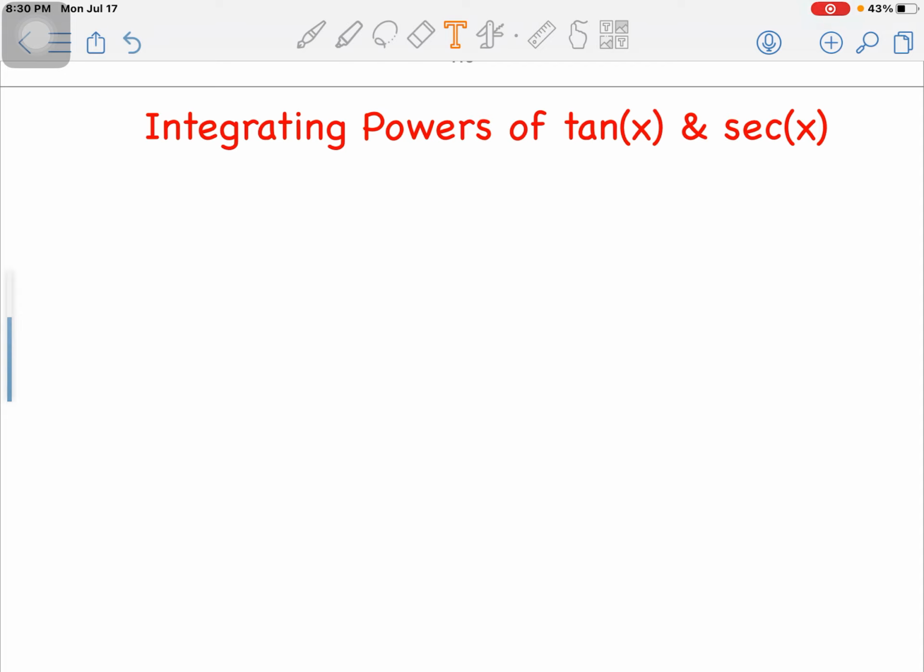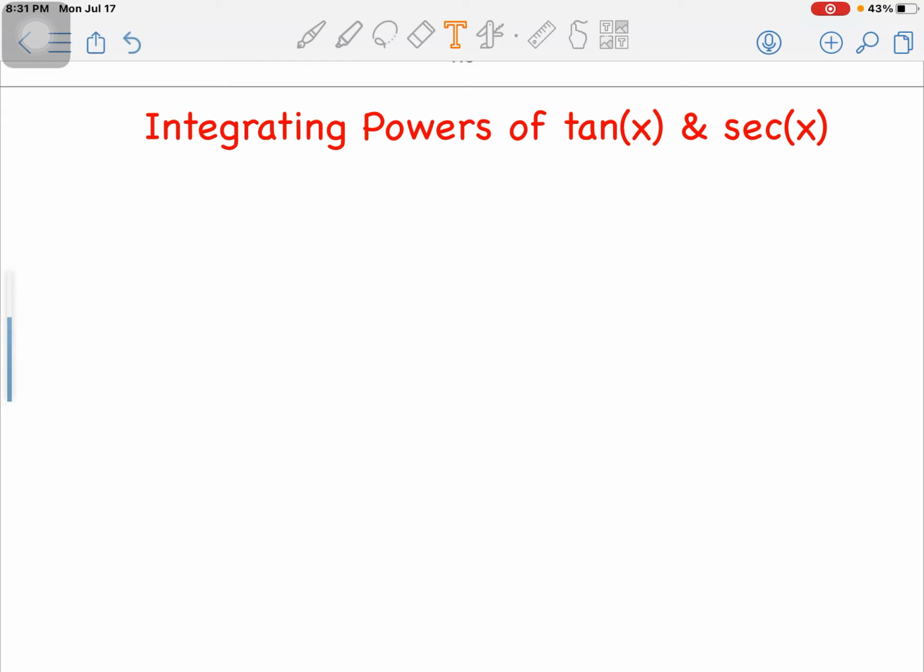Okay, so now that we are done with integrating products of sine and cosine functions, we are going to learn how to integrate powers of tan x and sec x. Before discussing the integration of products and powers of tan x and sec x, it will be very useful to recall the basic integrals that involve tan x and sec x.